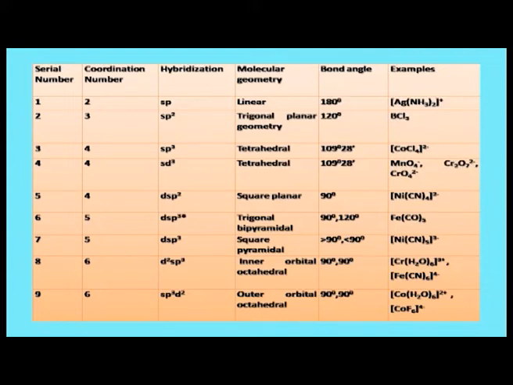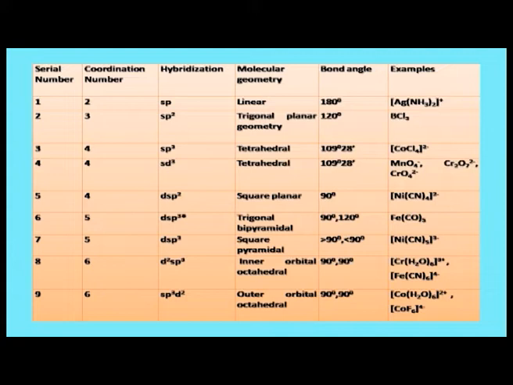sp hybridized orbitals produce coordination number 2 and have linear geometry. sp2 hybridization produces coordination number 3 and trigonal planar geometry. sp3 hybridization produces coordination number 4 and a tetrahedral geometry, as they involve the orbitals having orientation in x, y and z axis.